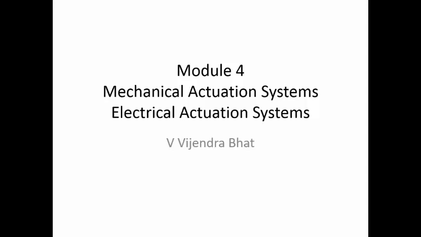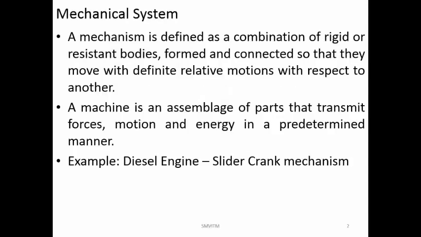So in a mechatronic system, usually the movement is produced by an electrical device, and that movement is converted by using mechanical elements. Now, what is a machine and what is a mechanism? If we go into detail about mechanical systems, we will try to understand what a machine is and what a mechanism is. A mechanism is defined as a combination of rigid or resistant bodies formed and connected so that they can move with relative motion with respect to one another. So you should have different elements, and they should have relative motion.